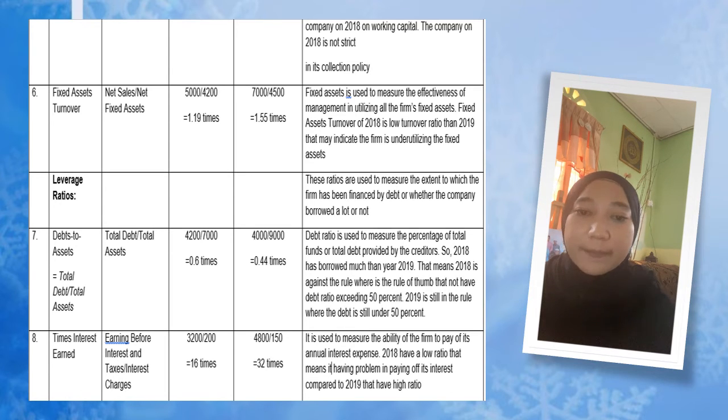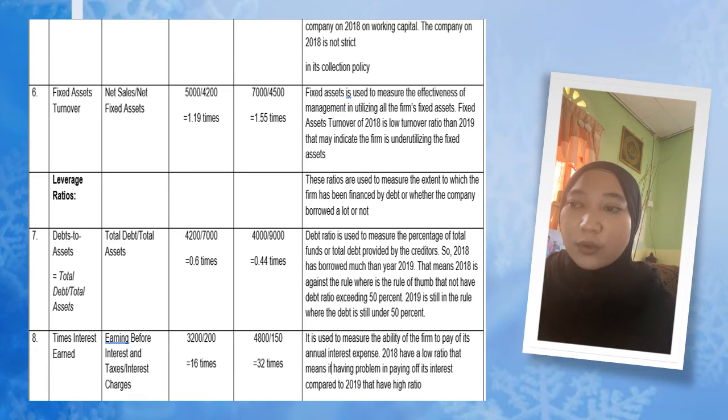Time interest earned. Time interest is about earnings before interest and taxes, and interest charges. Okay, 2018 we get 16 times, and 2019 is 32 times. It is used to measure the ability of the firm to pay off its annual interest expenses.